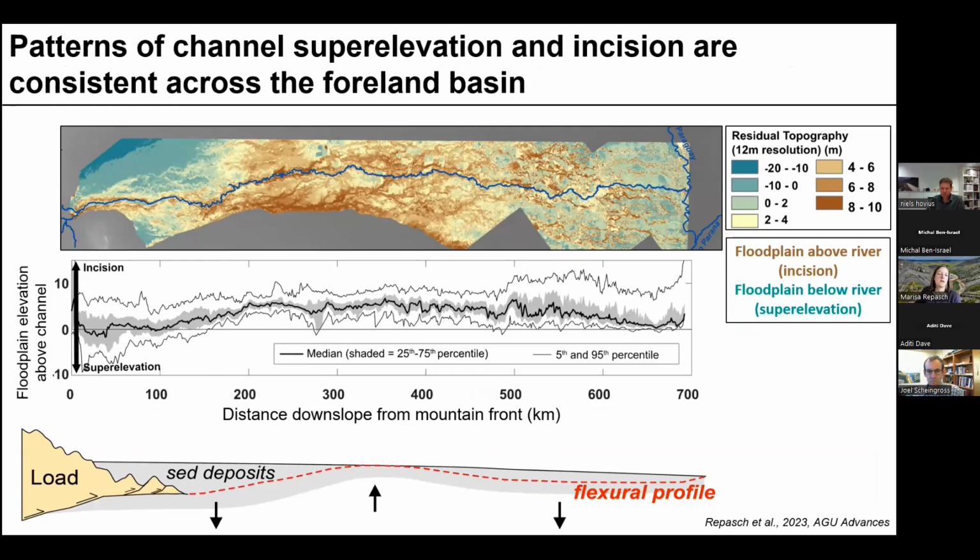And so to explain how we derive that floodplain elevation above the channel, just briefly, we essentially subtracted the elevation of the floodplain from the elevation of the channel long profile to create this map of the landscape using a DEM. And you can see that these features are persistent across the foreland basin, not just within the river channel. And Joel will talk more about this and how we see geomorphic patterns of this uplift and incision across the basin. Next slide.